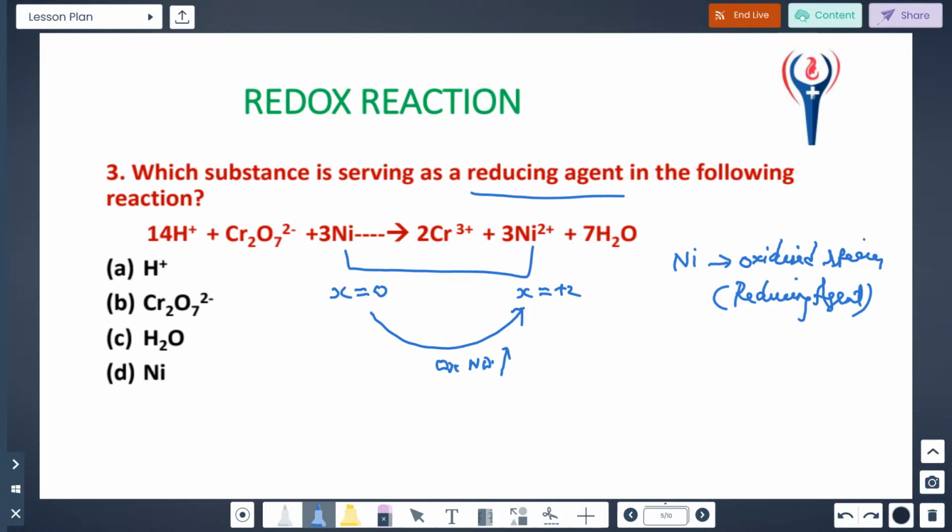You just find out here the other one. Suppose here chromium. If you find out chromium, we are getting plus 6. And if you find out here, we will be getting plus 3. So here the number decreases: plus 6 becomes plus 3. Decreases means it's called reduced species. Reduced species is considered as an oxidizing agent. This is called oxidizing agent. But our question is only the reducing agent. So nickel is the correct option. Understood? Right.